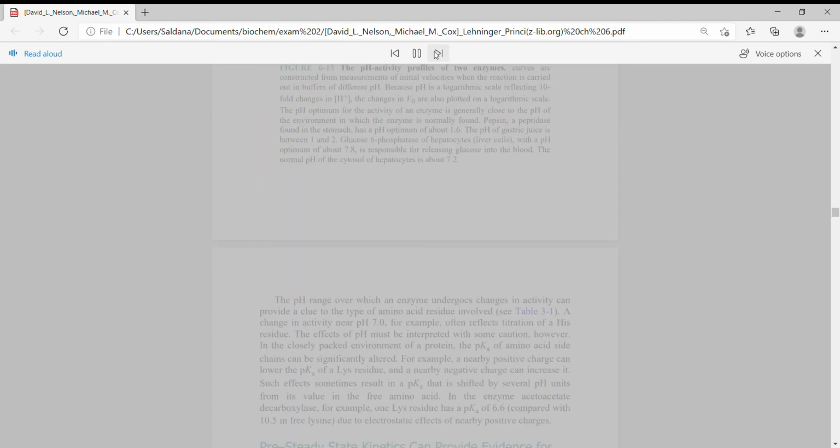Figure 6-15. The pH range over which an enzyme undergoes changes in activity can provide a clue to the type of amino acid residue involved, see Table 3-1. A change in activity near pH 7.0, for example, often reflects titration of a His residue. The effects of pH must be interpreted with some caution, however.